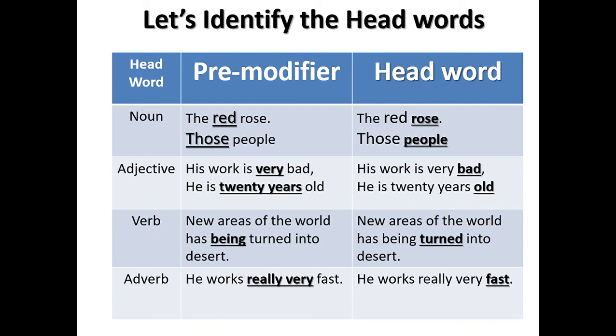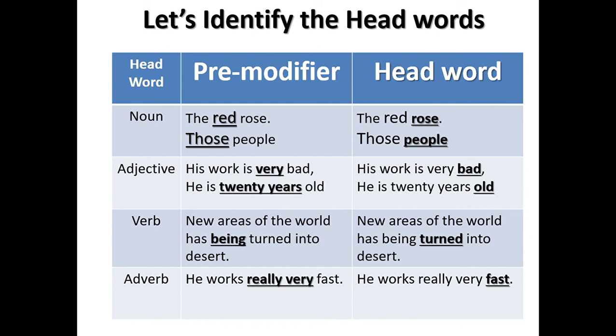Verb, you see, new areas of the world has been turned into desert. Sorry, it will be has been being turned into desert. Here, new areas of the world has been being turned into desert. Here is a verb being and turned. So here being is pre-modifier, turned is head word.